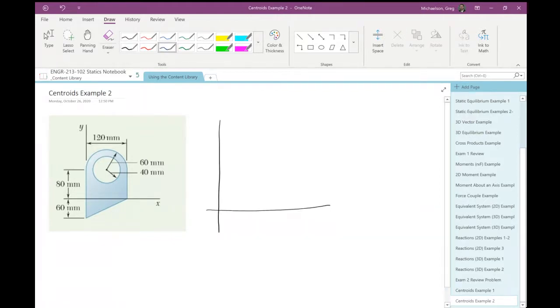All right, so let me draw. Actually, let me do this. I'm going to squinch this up a little bit. So what I'm going to do is split this up into the following shapes. I'm going to have this, this, and this. Give me a sec here. You'll sort of see what I'm doing here.